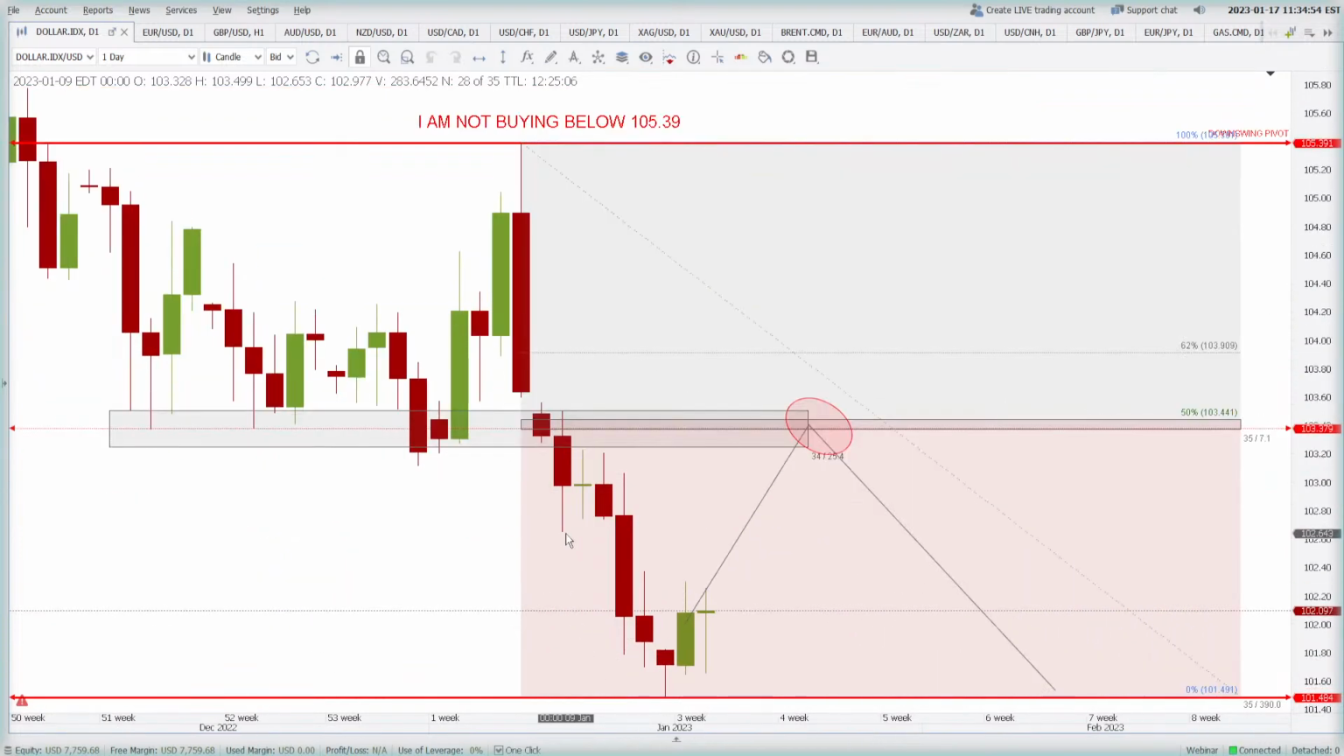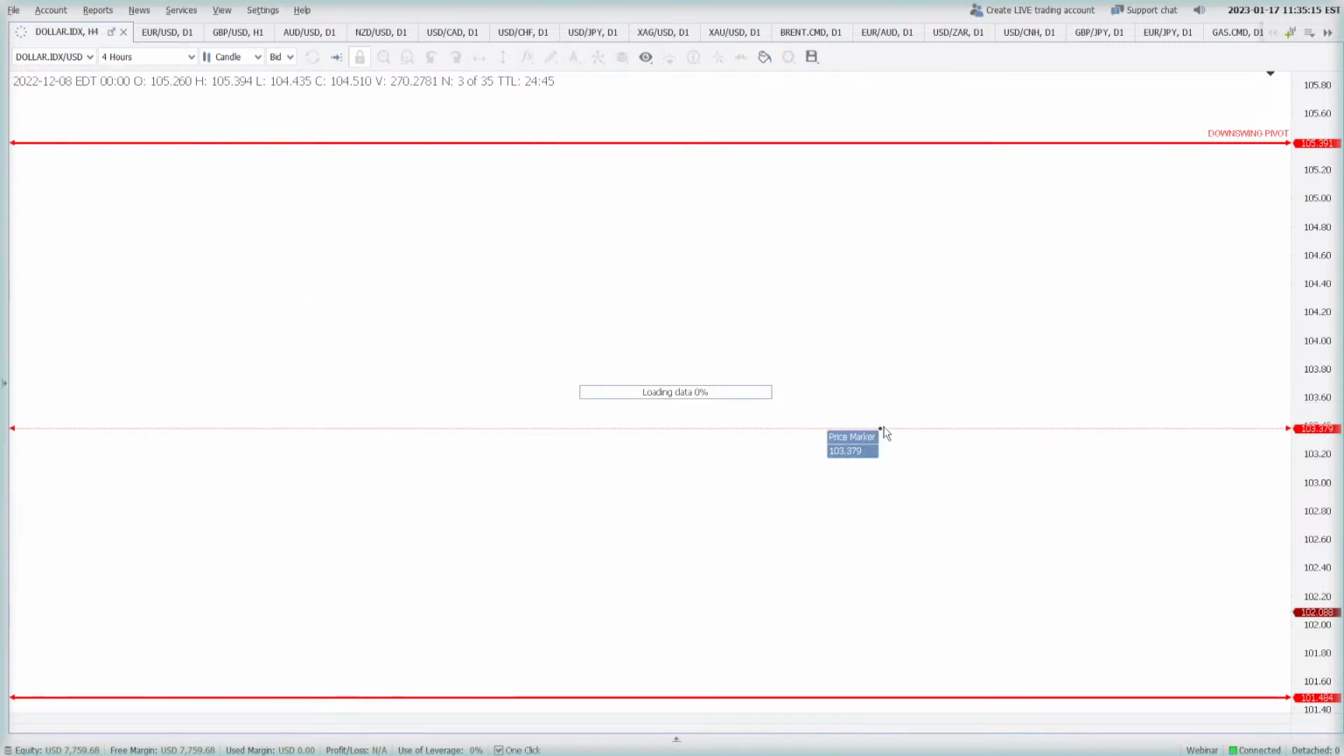If you consider, after making this low, the price made this high, and then eventually it made this low. But you see, this is not a swing high, because for a swing high the price has to have a lower high on the left side and a lower high on the right side. But if you check this on the 4 hour, then you will say, okay, this is a swing high on the 4 hour.